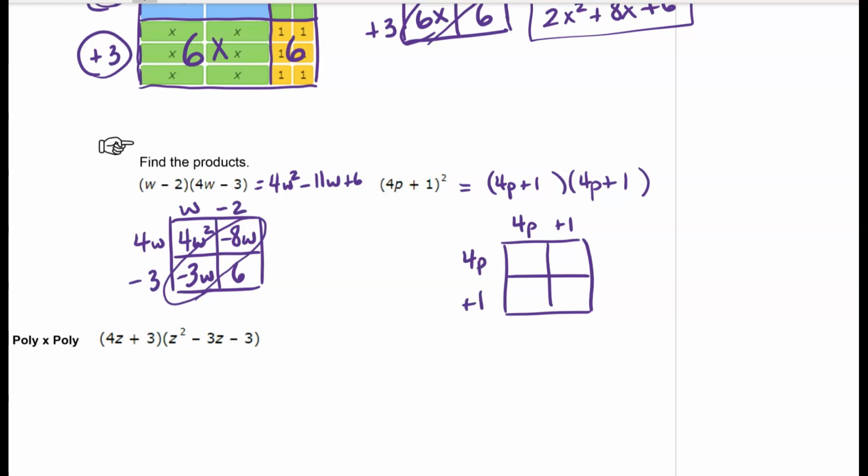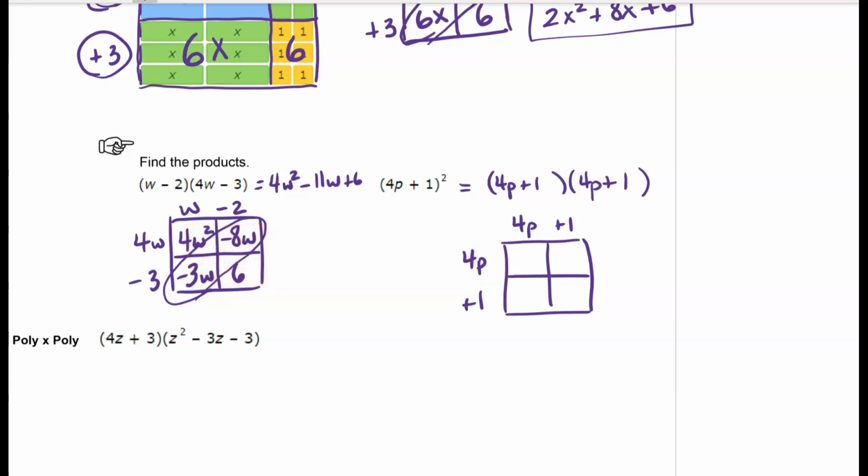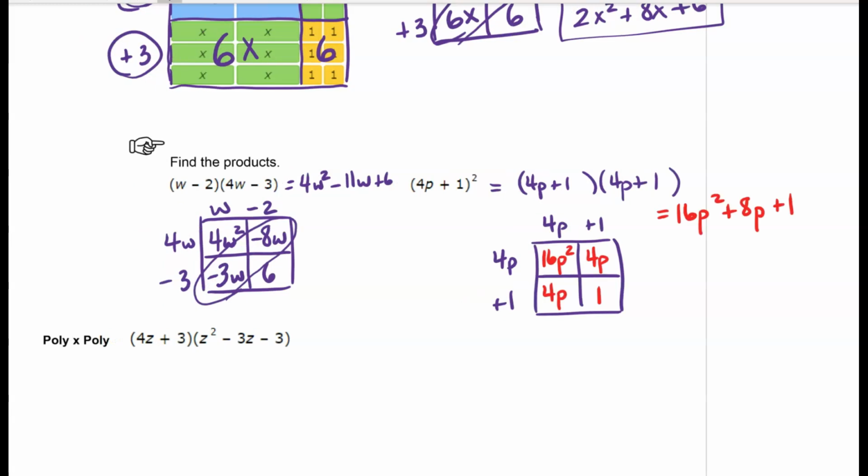Pause the video and fill in this box, combine your like terms, and then come back and check your answer. Check your multiplication to fill in the box, and then remember to add the terms that are inside the box, combining like terms if there are any, to get your final answer.